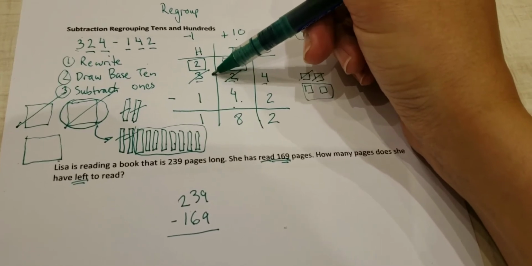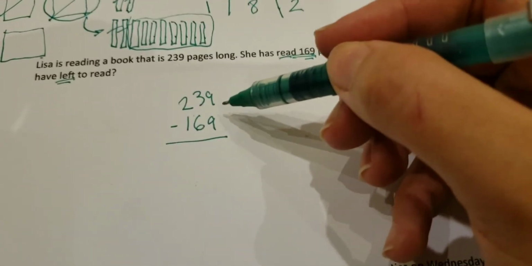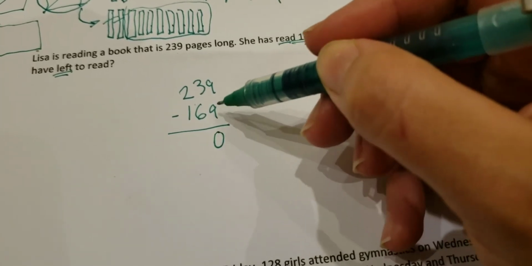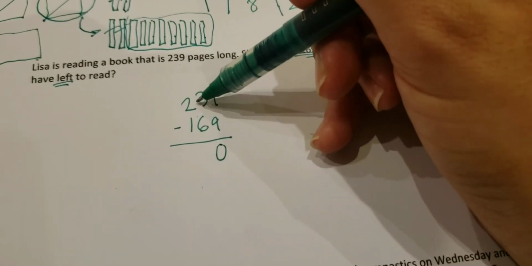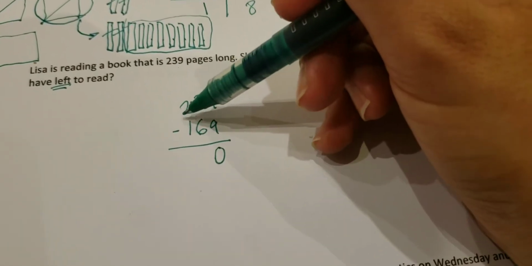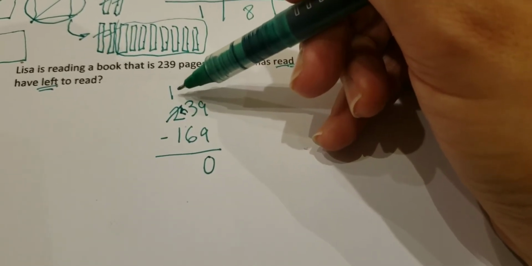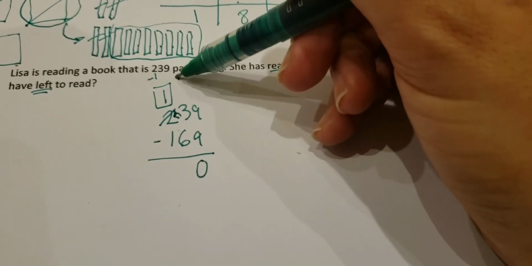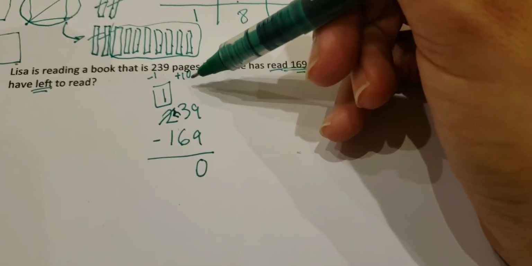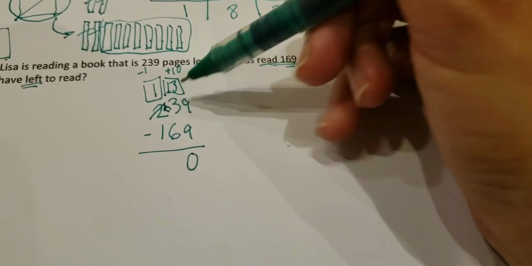And we always borrow from the place value on the left, taking away 1 or borrowing 1. So let's try that down here. 9 minus 9 is 0. 3 minus 6, I can't do that. I need to borrow from my neighbor. Hey neighbor, can I borrow from you? Sure. I'll give you one of my hundreds. Okay? 2 minus 1 is 1. Okay? 100 is 10 tens, so I add 10 to the tens place, and 10 plus 3 makes 13.